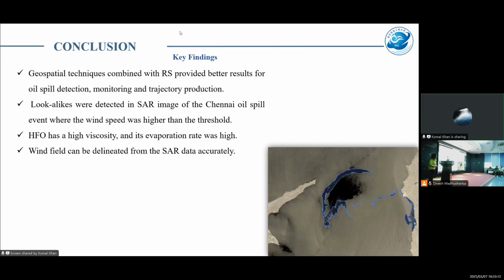High furnace oil's evaporation rate was very high, and the evaporation rate of bunker oil was very low in this study. And the wind field can be delineated from the SAR imagery. So if you need real-time data, you can use SAR images to delineate the wind direction and wind speed data of the same images that you are using for your study.